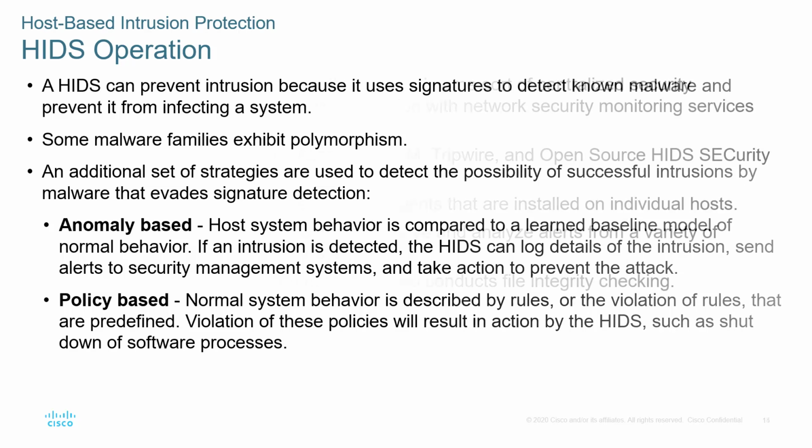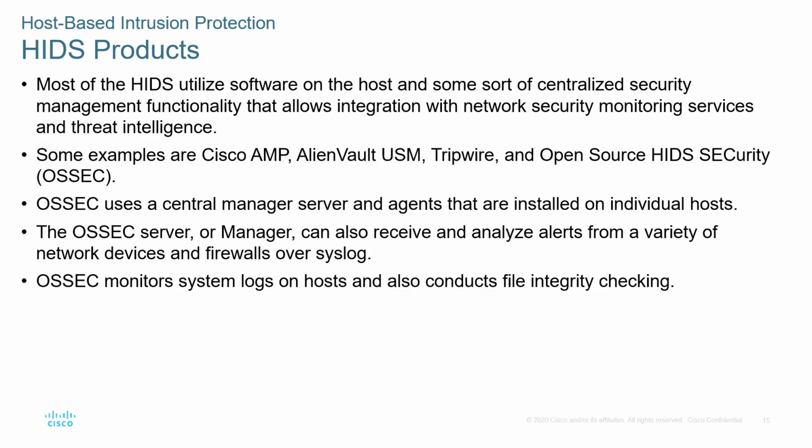Alright, so what are some common HIDs? We have things like the AlienVault, we have Cisco's AMP, we have open source HIDs, like OSSEC. So there are different versions of HIDs out there. It's just a matter of what do you have. Then we also have hybrid like Snort. Since specifically they brought up the open source HID, also known as OSSEC, OSSEC uses a centralized server or manager, and they can receive and analyze alerts from the other devices, and then from there they can push out alerts as appropriate.